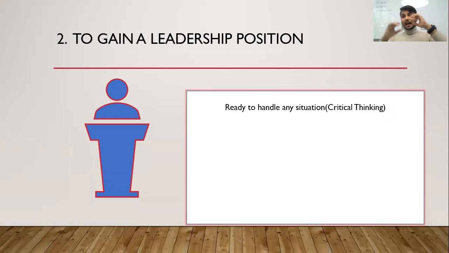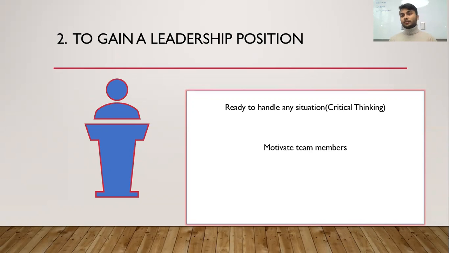What is the reason for this happening? And what happens if you go this way or that way? So you have to be very careful, think about it, and take the step ahead. That's why being a leader is not that easy. You have to be ready for anything. So critical thinking for a leader is very important.